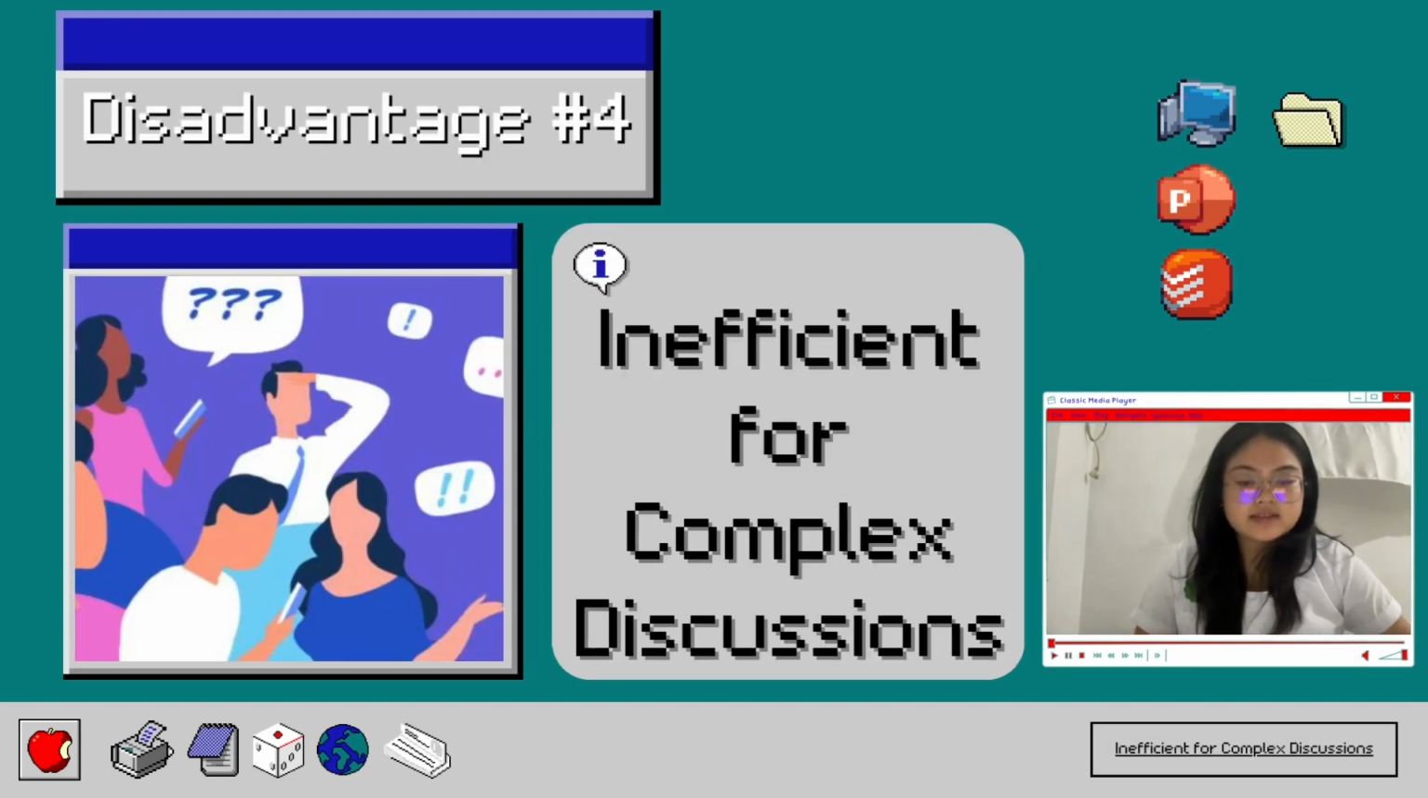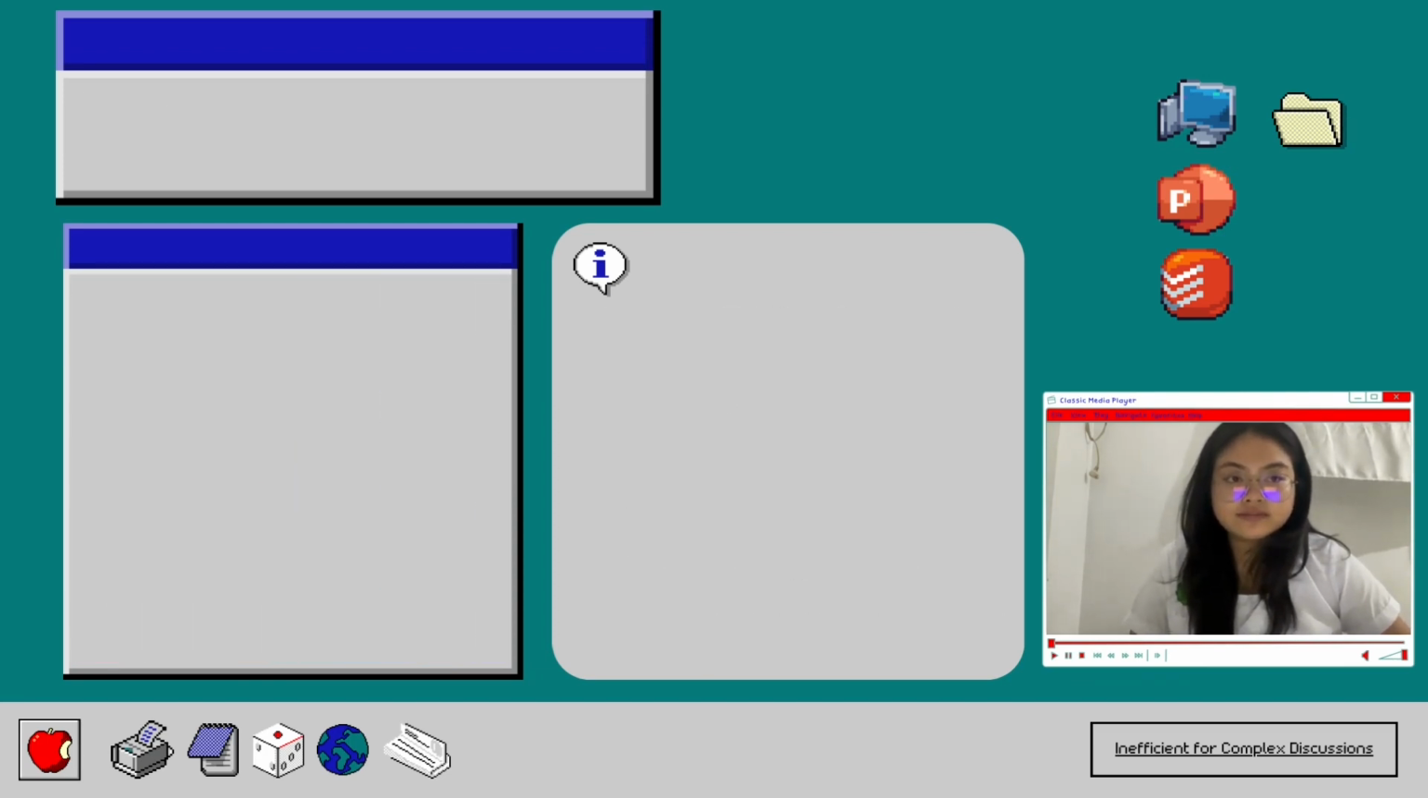Disadvantage number four is that it is inefficient for complex discussion. The linear and text-based nature of email can make it challenging to follow the thread of a complex conversation, especially when multiple participants are involved. This can result in misunderstanding, missed points, and lack of coherence in the discussion.